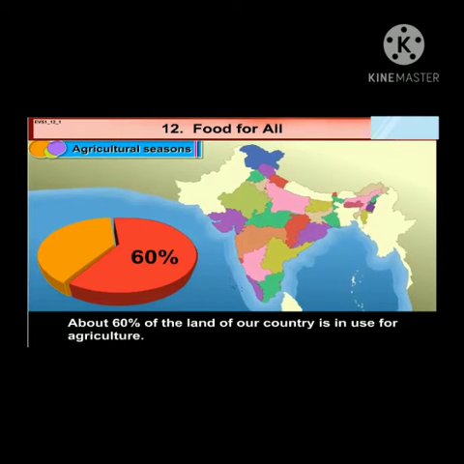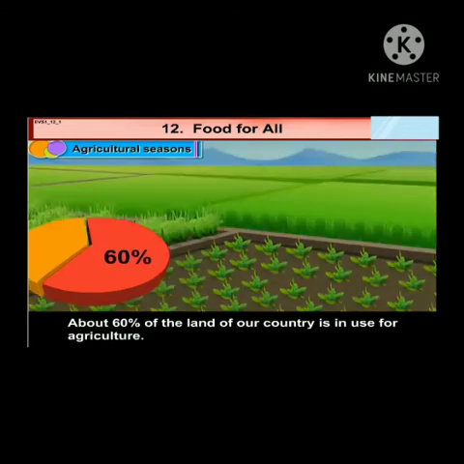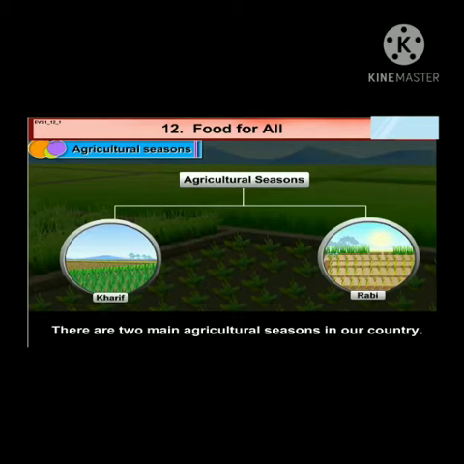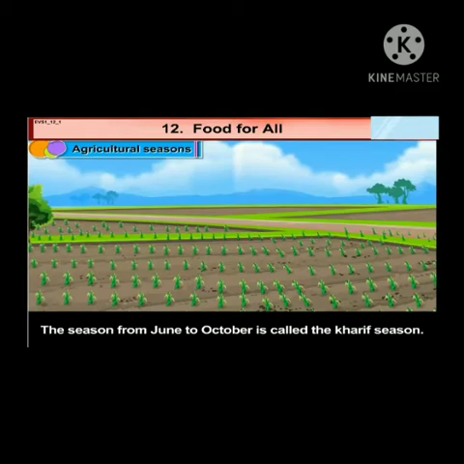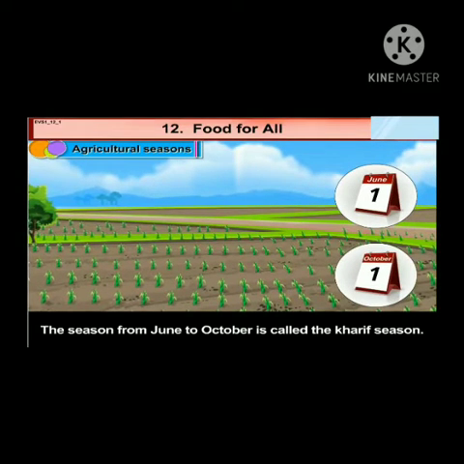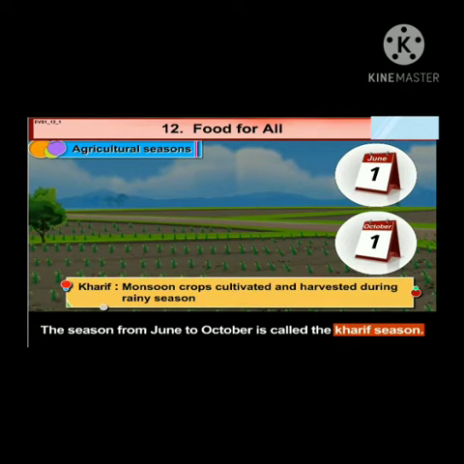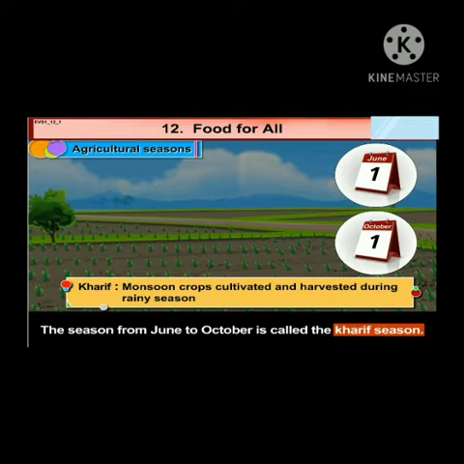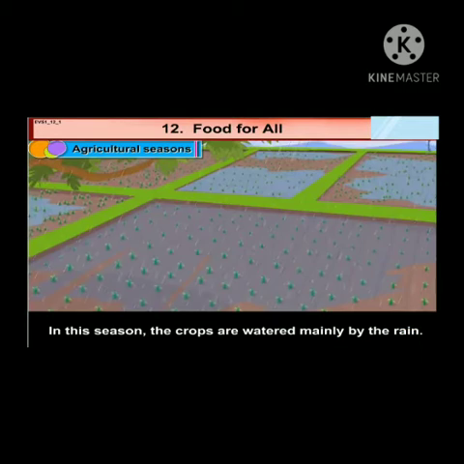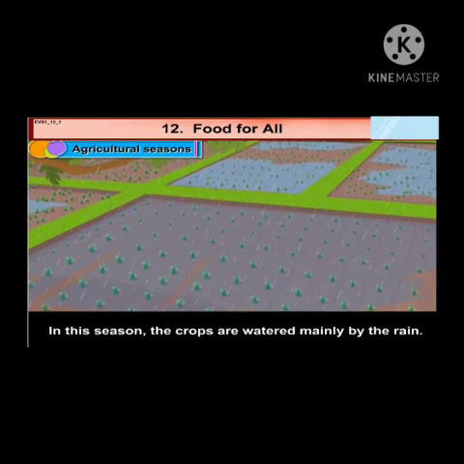About 60% of the land of our country is in use for agriculture. There are two main agricultural seasons in our country. Which are they? The season from June to October is called the Kharif season. What does it mean? Monsoon crops cultivated and harvested during the rainy season. In this season, the crops are watered mainly by the rain.